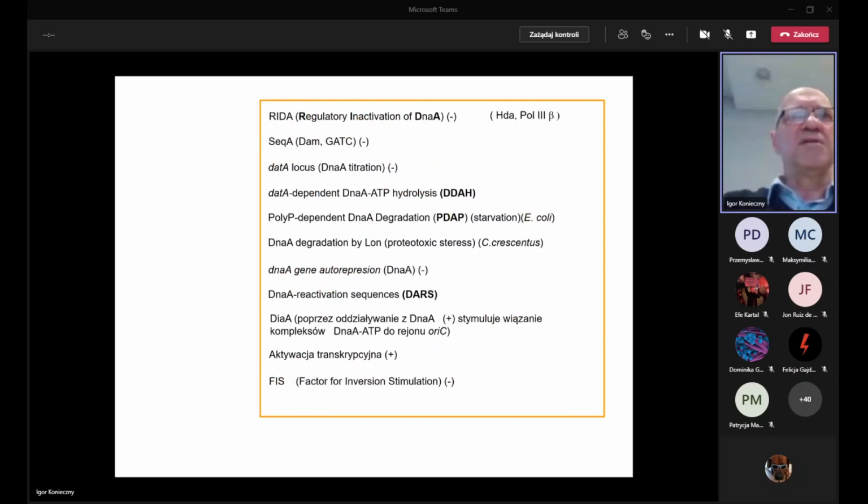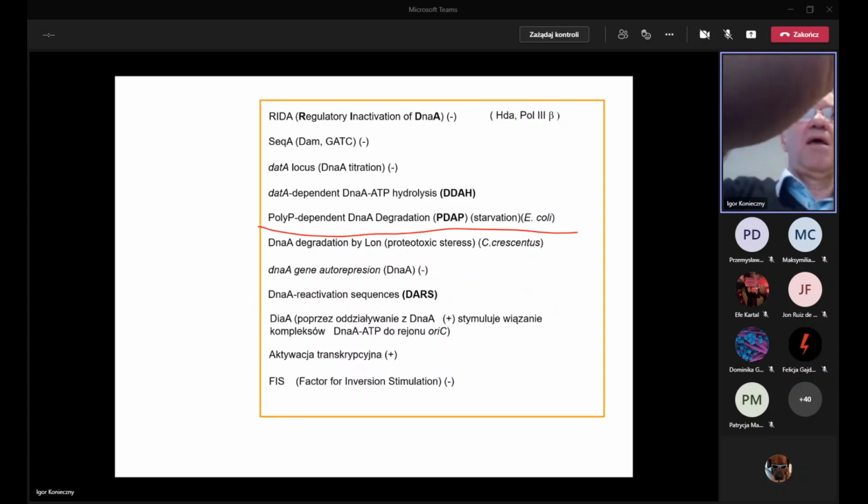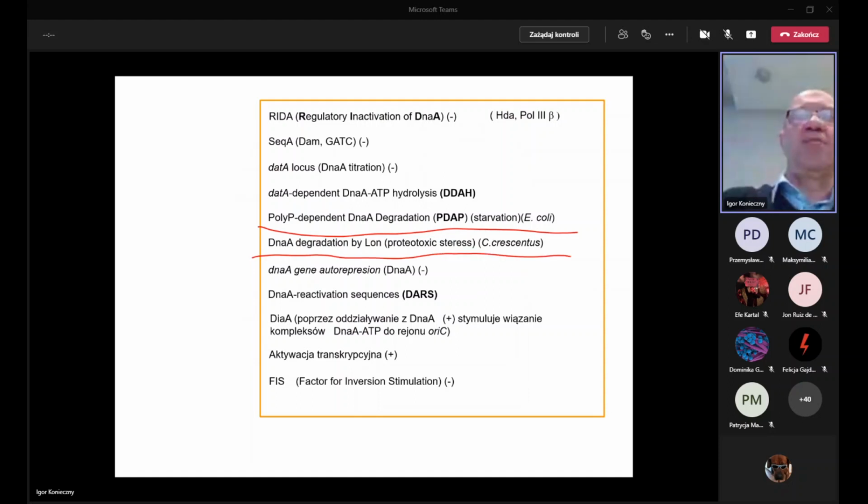I think this is just the list of all these factors: datA locus, DnaA titration, SeqA, RIDA, and DARS sites, DDAH, and PDEP, which is poly-P-dependent DnaA degradation during starvation in E. coli, and DnaA degradation by Lon during proteotoxic stress in Caulobacter crescentus.